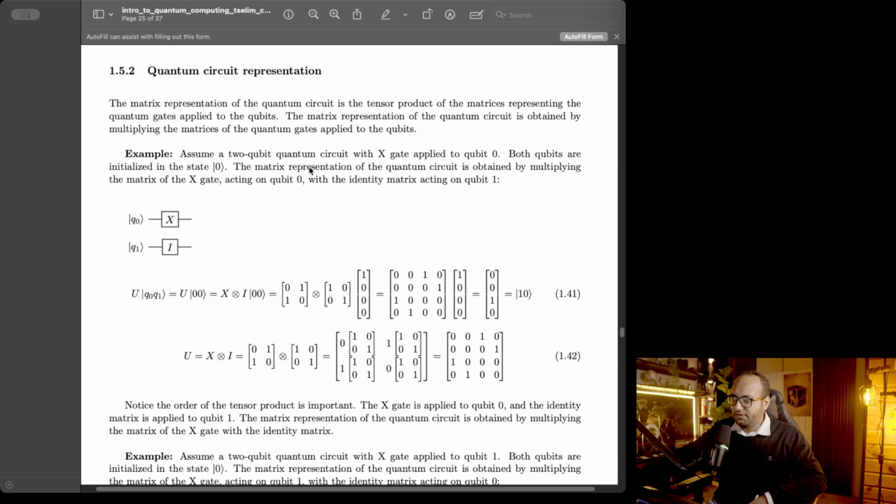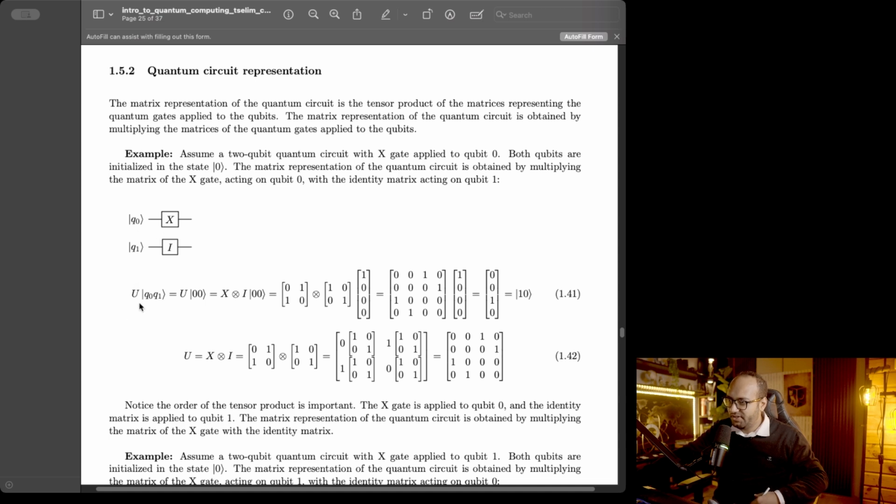So, for example, if we have a 2-qubit quantum circuit with an X gate applied to qubit 0, as we see here, and then we have the identity applied to qubit 1, or nothing applied, so we can put the identity. Both qubits are initialized to 0, then the X will definitely alter the state of the first qubit and invert it to be 1. However, the second one will be left untouched. So the matrix representation of this should reflect this. If I combine all of these gates in one unitary matrix acting on the combined Hilbert space of these 2 qubits, then I should get the action of the first qubit inverted. And we can see this here.